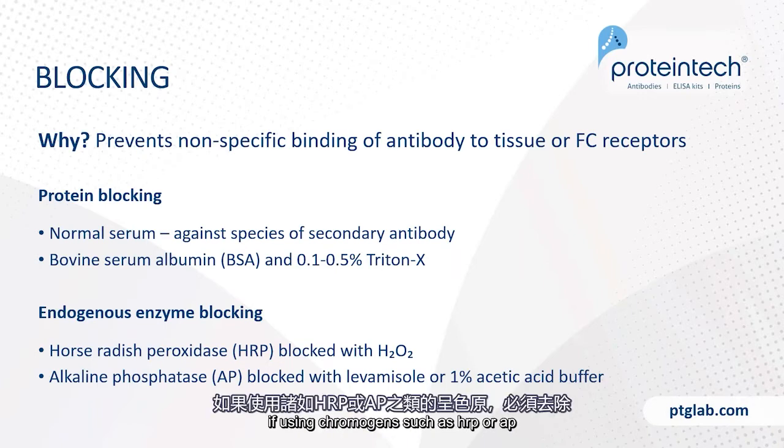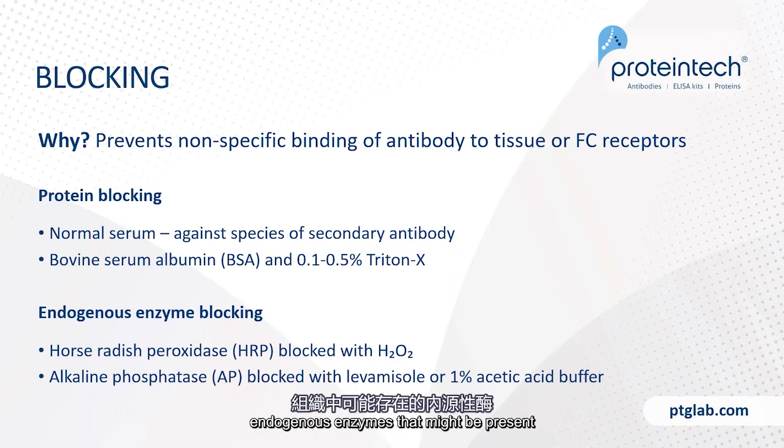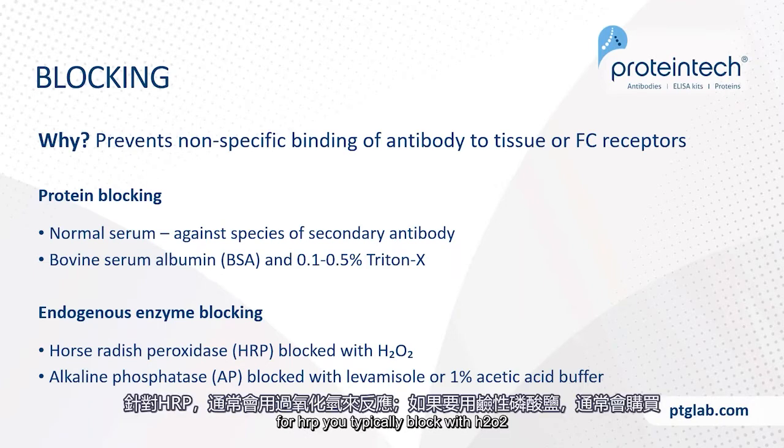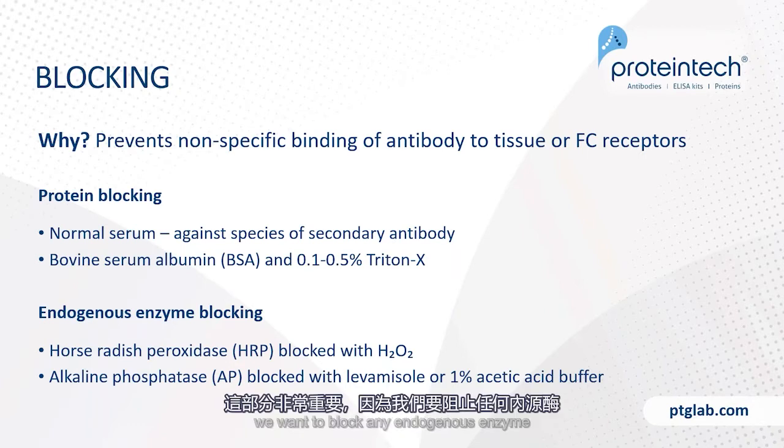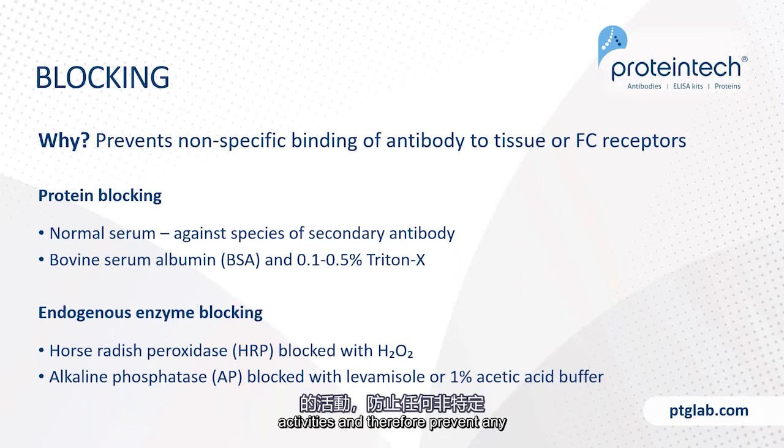If using chromogens such as HRP or AP, it's really important that we block any endogenous enzymes that might be present in the tissue before we add our secondary and primary antibodies. So to do this, for HRP, you typically block with H2O2, and for alkaline phosphatase, you block with acetic acid or similar buffers. And as mentioned, this is really important as we want to block any endogenous enzyme activities and therefore prevent any non-specific activity which could give us some false positive results.